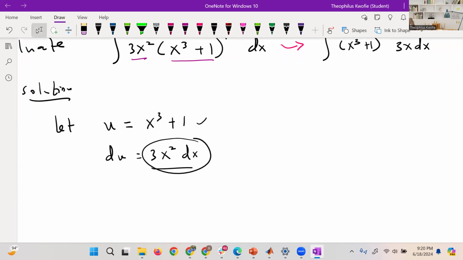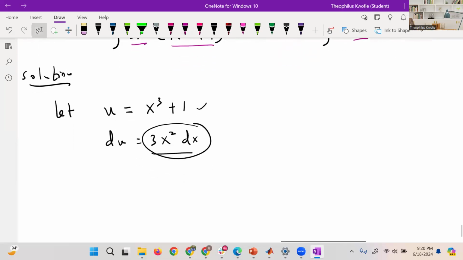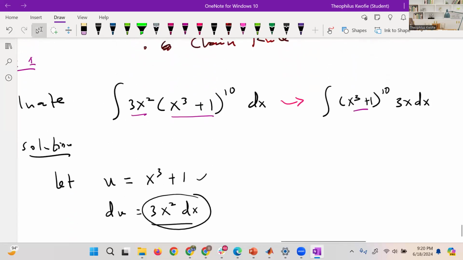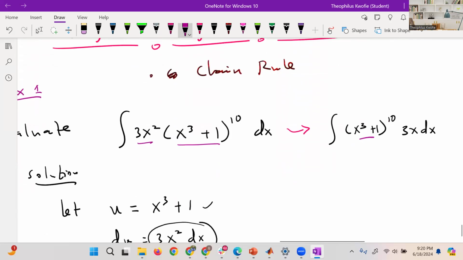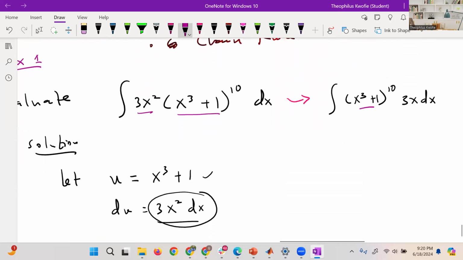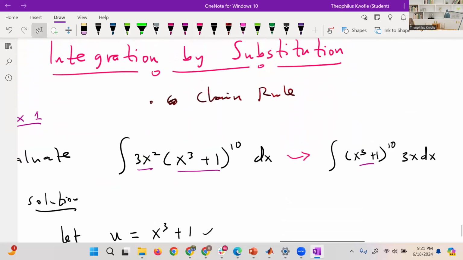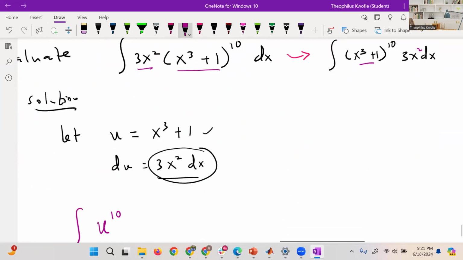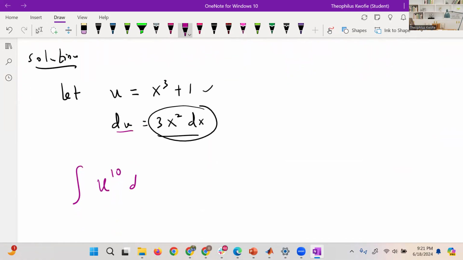Now with that, what we are going to do is that our u is this, right? So which means that you're going to have the integral of what? Of u. Remember, this one has been represented as u. So we're going to have u to the power 10, okay? And what is 3x dx? Sorry, here it has to be 3x squared, okay? So 3x squared dx can be replaced by du, okay? So we have that.